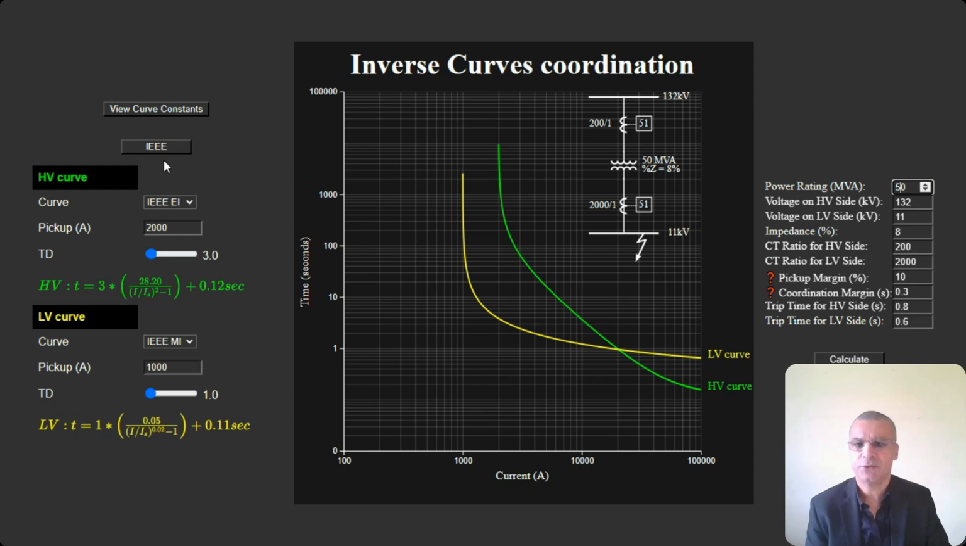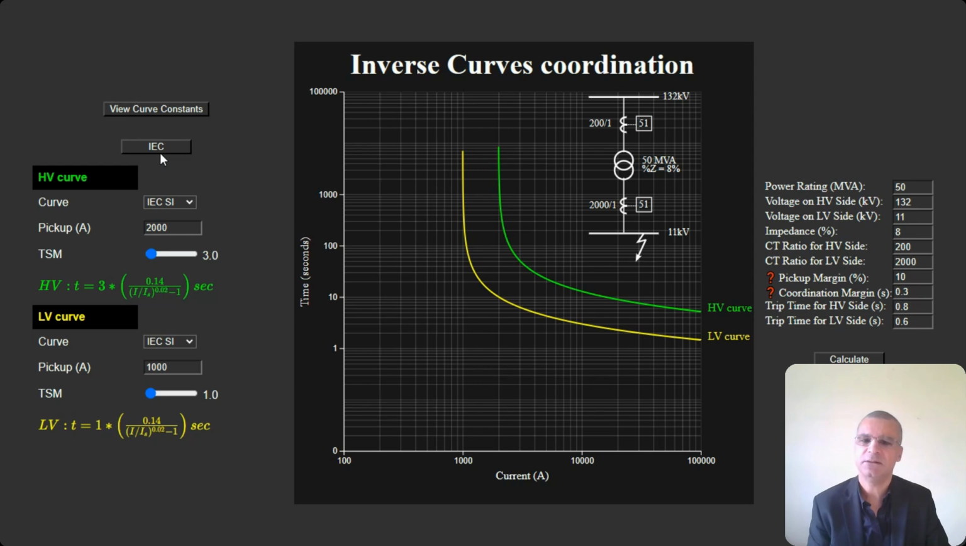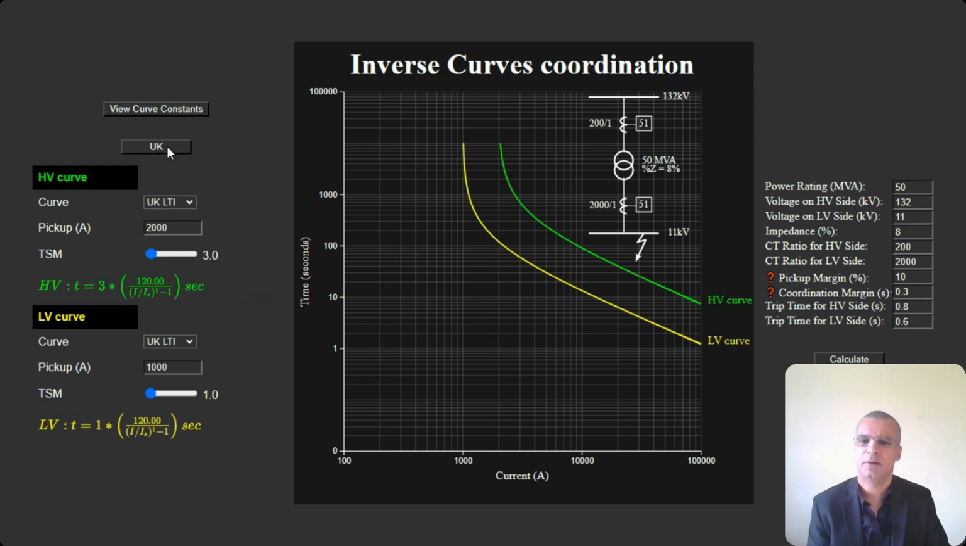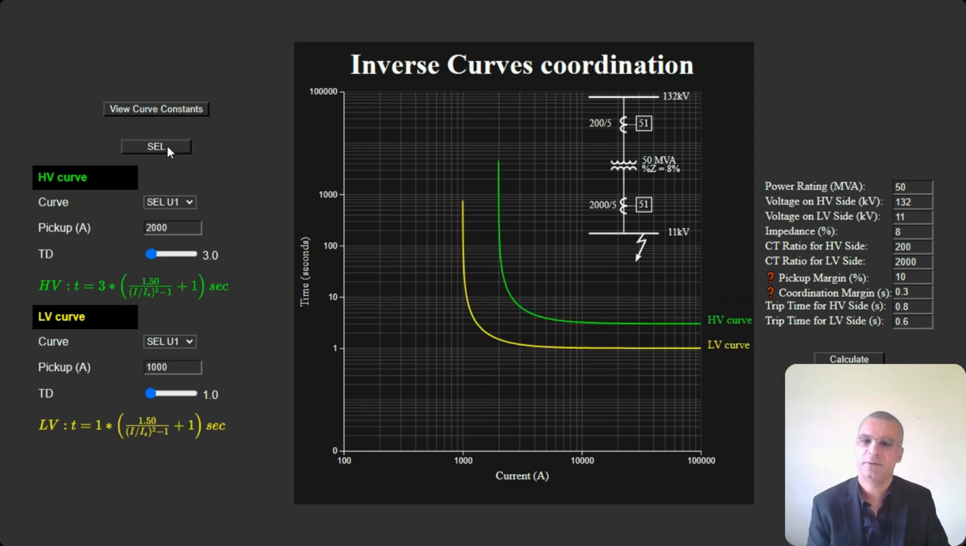So just to show you the flexibility of this tool, you can switch from standard to standard. By clicking, you will be cycling through the typical standards. Here we're going from IEEE to the next one, which is the IEC, right? So the IEC, US curves, you've got the UK curve, you've got the Schweitzer curves here.